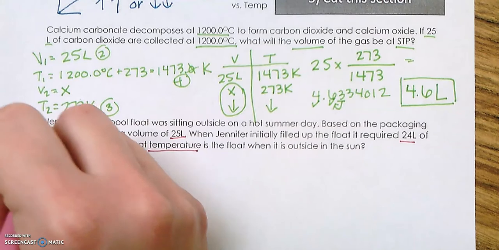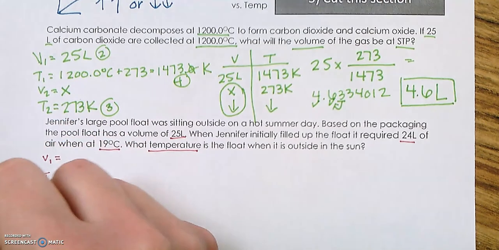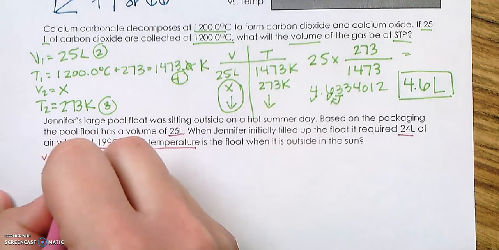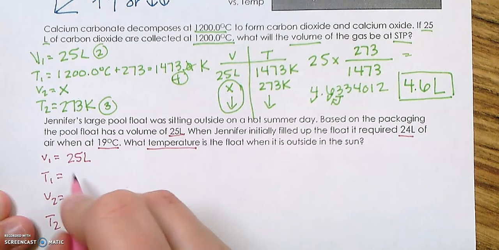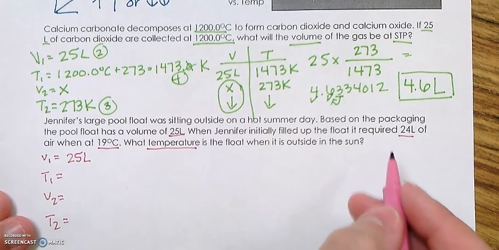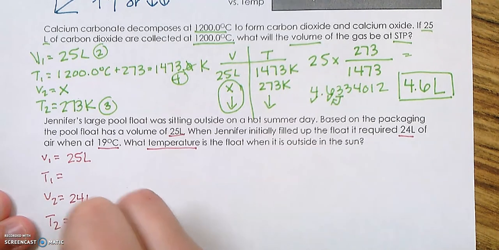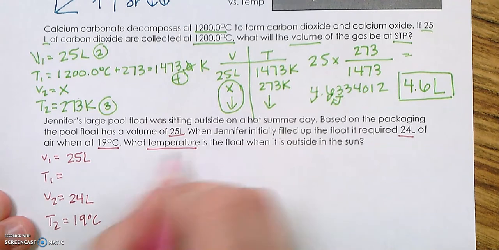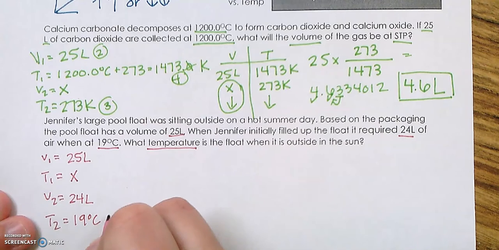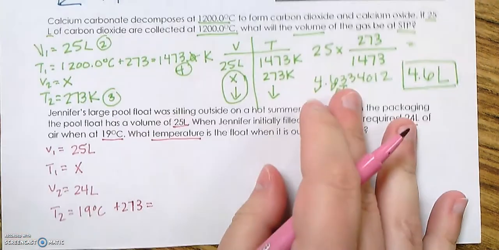So let's look at this. So V1, T1, V2, T2. So initially it tells us that we're at 25 liters, but it doesn't give us any temperature, so we're going to skip that part for right now. Then it goes on to tell us that we have 24 liters at 19 degrees Celsius, and it wants to know what temperature it's going to be when it's out in the sun, so we're going to put an X right there. Now we need to go ahead and change our temperature to Kelvin.